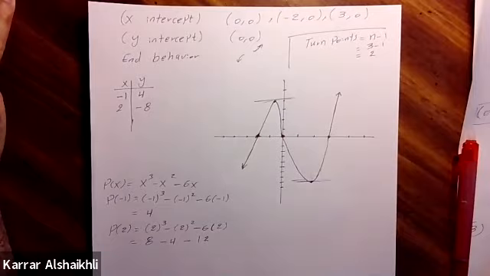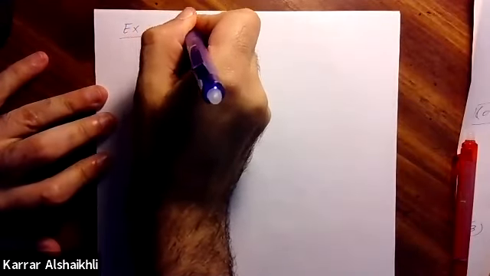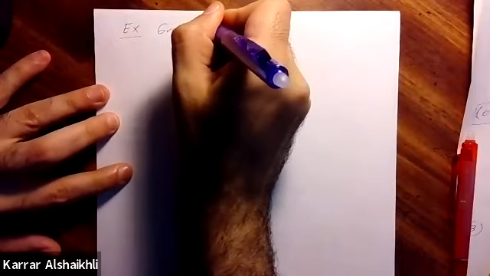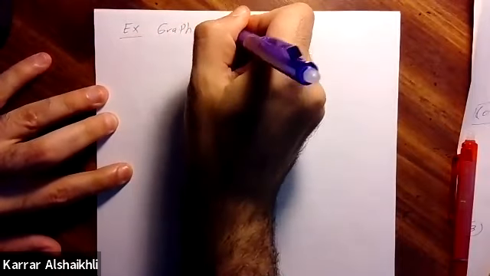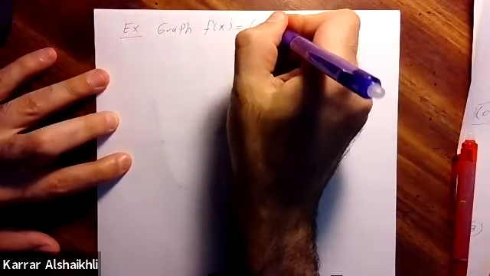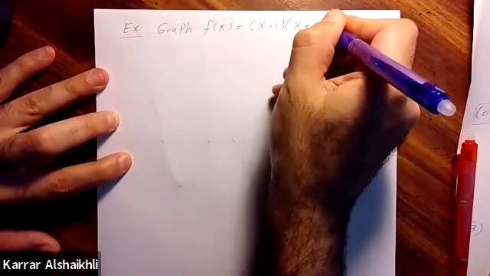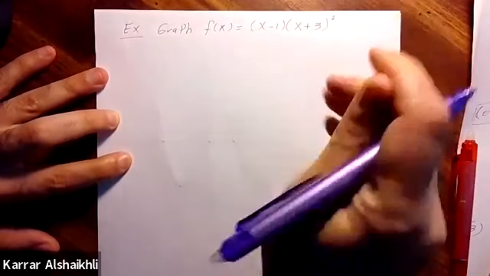So next example, also they ask you to graph f of x, which is the same thing, a polynomial function, x minus 1, x plus 3 squared. Be careful here with this example.